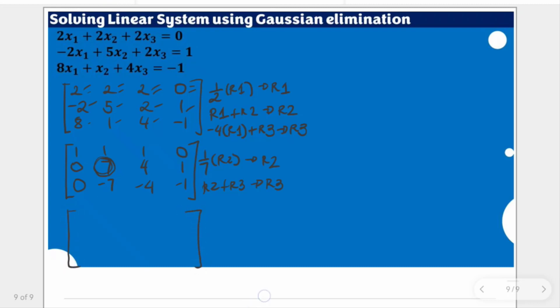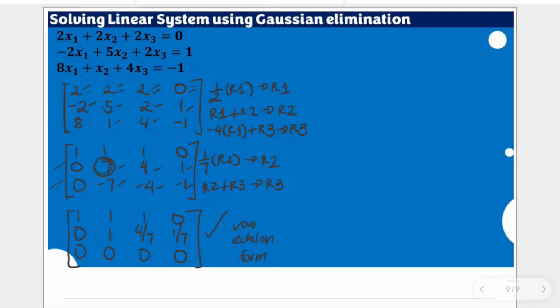So the first row is still 1, 1, 1, 0. The second row, all entries will be multiplied by 1/7. So 0, 1, 4/7, 1/7. And for the third row, we simply add the original row 2 to our previous row 3. 0 plus 0, 0. 7 plus negative 7, 0. 4 plus negative 4, 0. 1 plus negative 1, 0. So this is already done. This is our row echelon form, as the last row is all zeros.